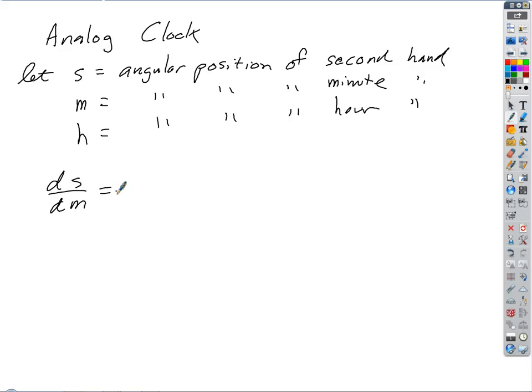So what does ds/dm say? Yes, it's a derivative, but we want to think of it in terms of a rate. Derivatives also represent rates, as we've talked about a little, and we'll talk much more about it soon. This is the rate of change of position of the second hand with respect to the minute hand.